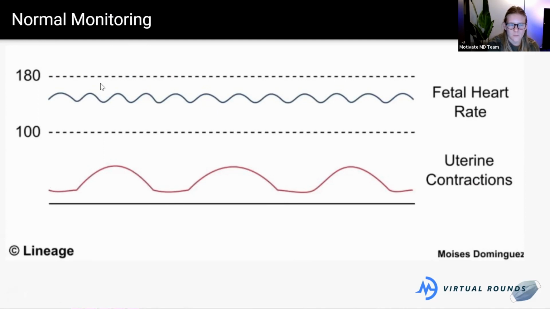And then the top line, we're going to see this fluctuating but pretty consistent line, which is the fetal heart rate. It's really important that we have these two things put together so that we can compare. So at the same time that a contraction is happening, how is the baby responding to the stress of the contraction?